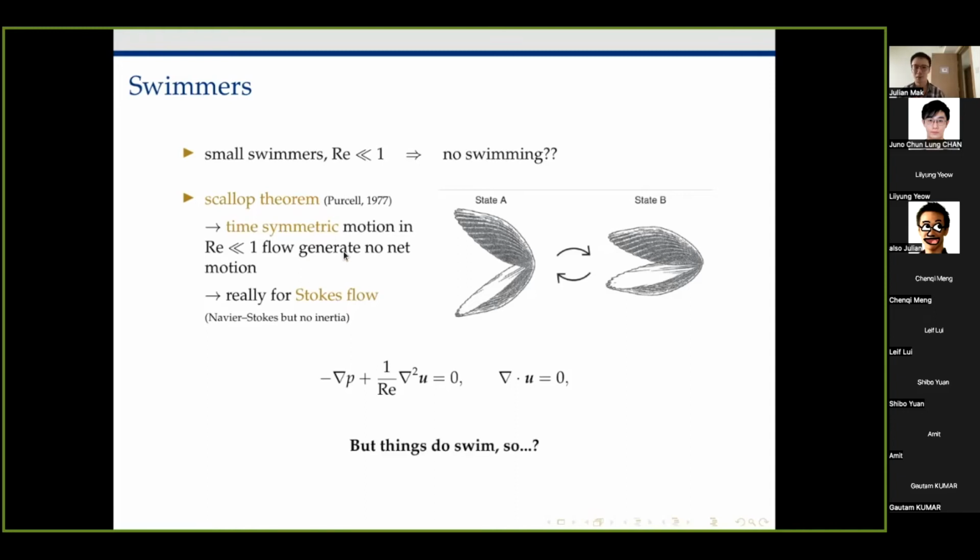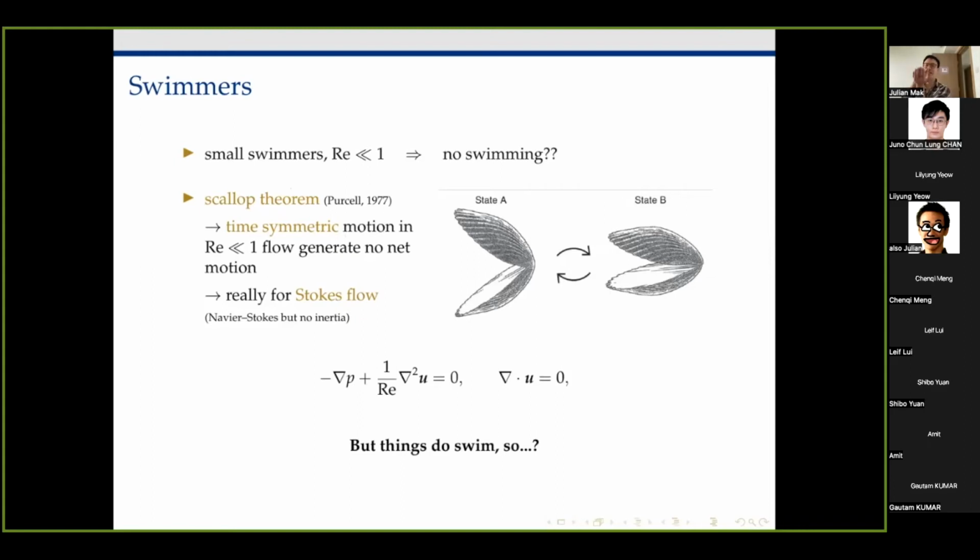So just to give myself a break, would anyone like to offer any ideas on how to get away from the mathematical theorem called the scallop theorem? How do things actually swim? What could you do to break this kind of constraint? You can just type in the chat, or anyone who likes can try giving an answer. I'm giving you a hint here. Well, for time reasons, I guess I'll move on. It's to do with time symmetry. You just break the time symmetry, right?